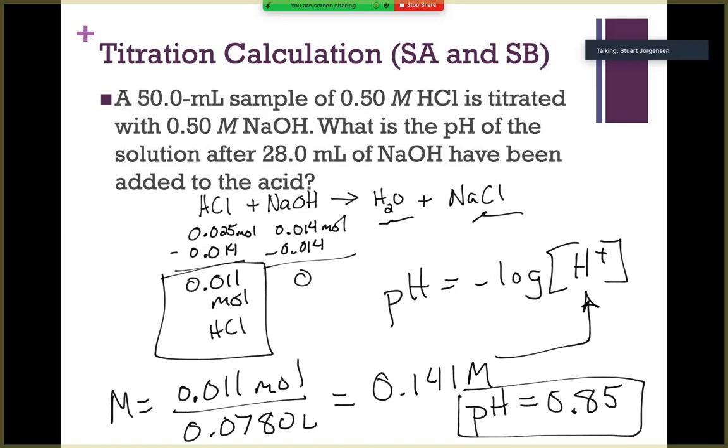So if you've got strong species, find your moles, figure out which one gets used up, figure out how much is left over of the other one, and then solve for your pH just like we normally would. The new caveat here is that we would have to account for the fact that the volume has changed. We had to add those two volumes together to get that new total volume.